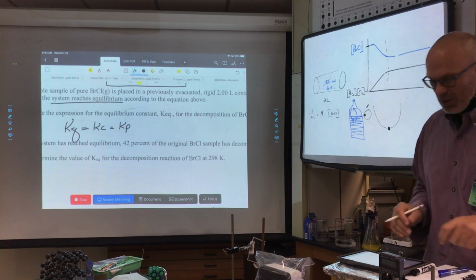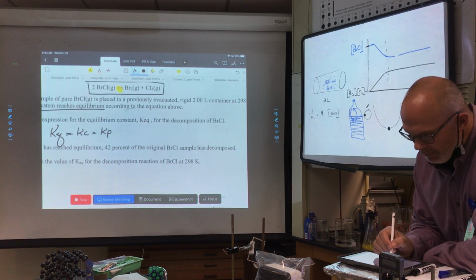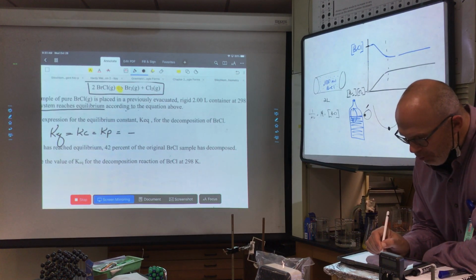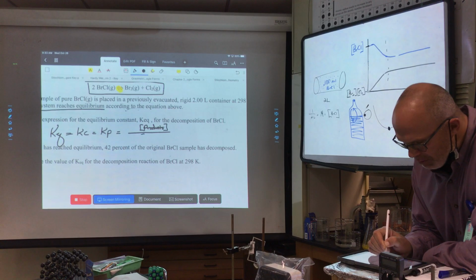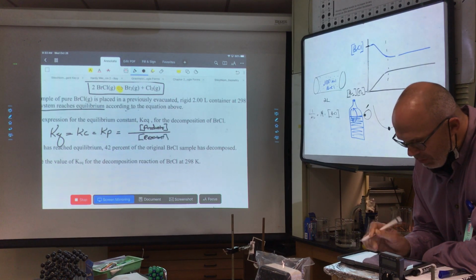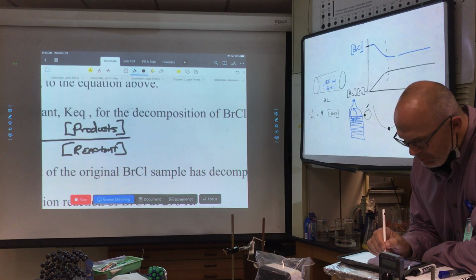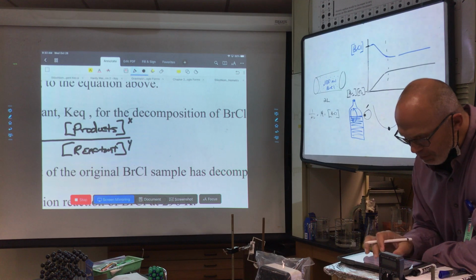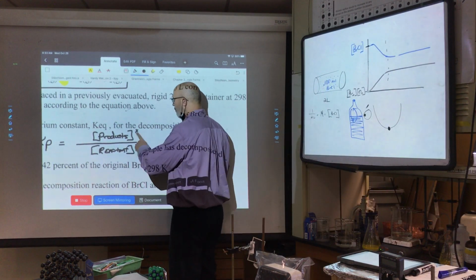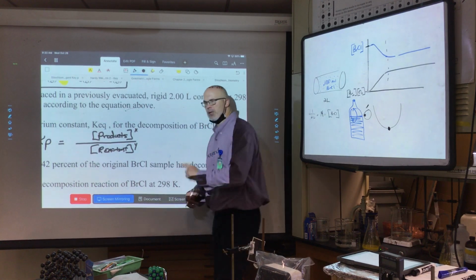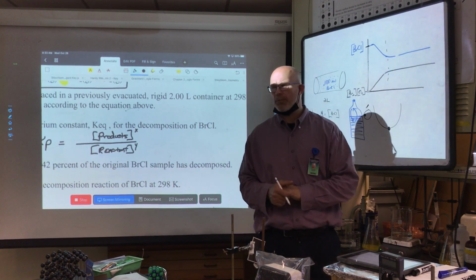In any case, what's the formula? Very simple. It's going to be the concentration of the products over the concentration of the reactants, notice the concentrations, all to their stoichiometric coefficient power. Let me explain. It's products over reactants, coefficients become exponents. And here's the important thing. Solids and liquids do not apply.